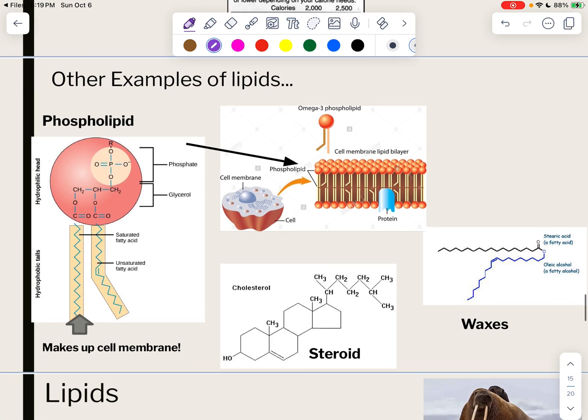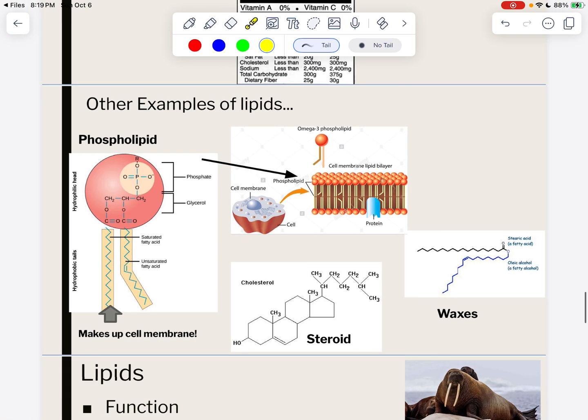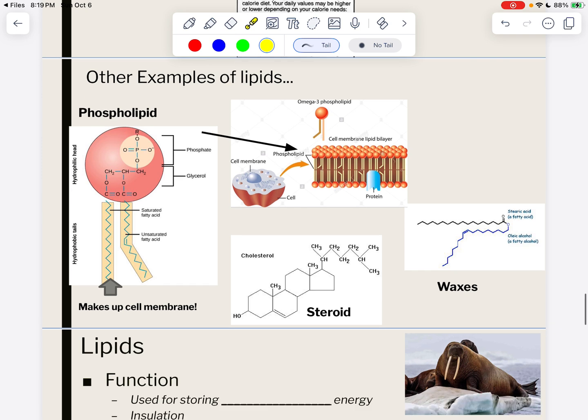Here's the examples. Phospholipids, we have our phosphate group in there. Okay, phospholipids, these weird looking things, they look like jellyfish or something, they make up the cell membrane. So if I go ahead and show you what that looks like, lots of them put together makes up that fluid mosaic flexible fence cell membrane around each animal cell. And plant cells have it too, but plant cells also have an extra cell wall.